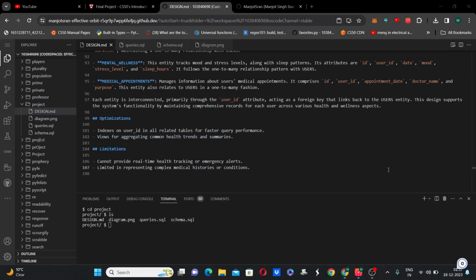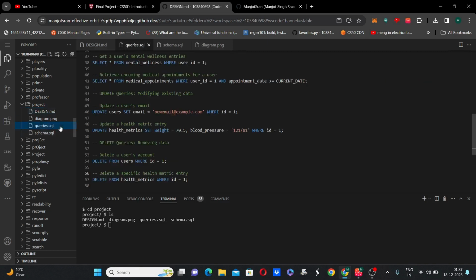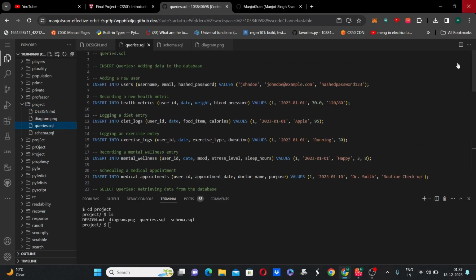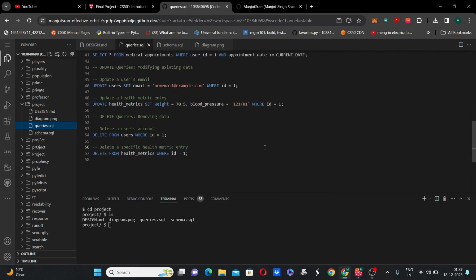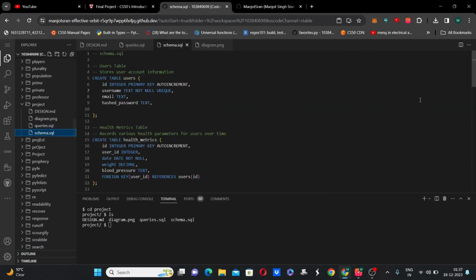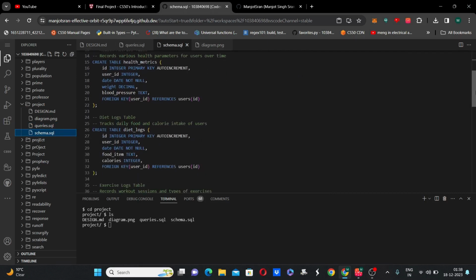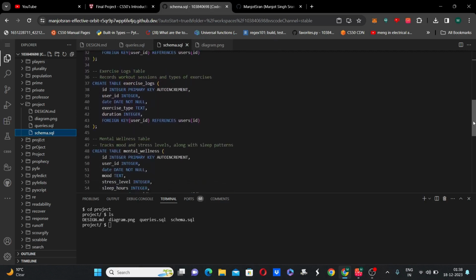for example, it cannot provide real-time health tracking or emergency alerts, and it's limited in representing complex medical histories or conditions. Basically, it's a basic kind of SQL project. And this is the queries.sql file, where I have listed some of the queries. And at last, this is how the schema of this database looks, this is how I have created the tables.